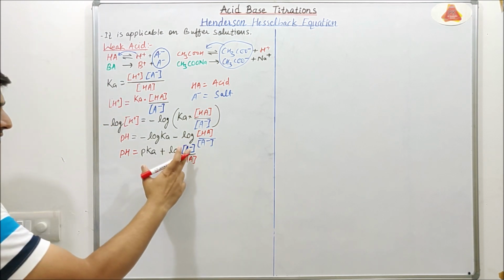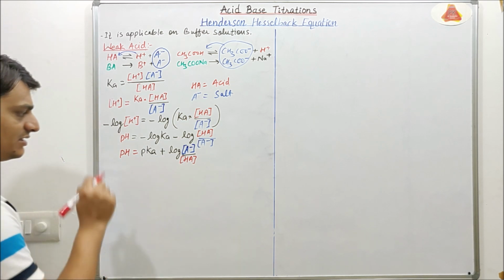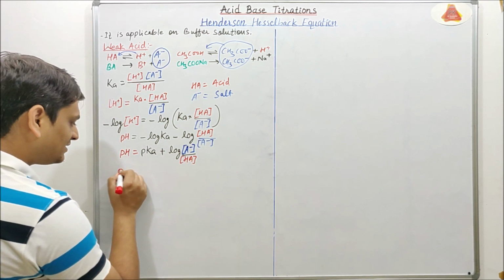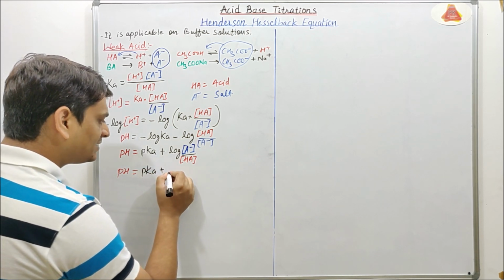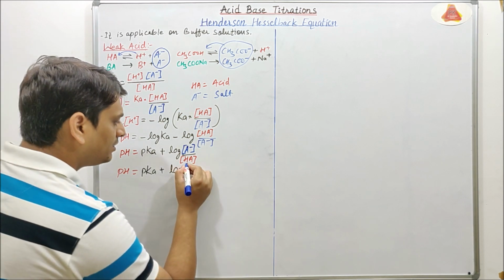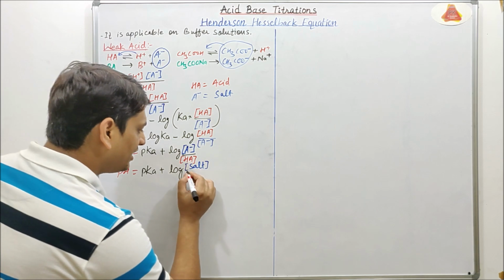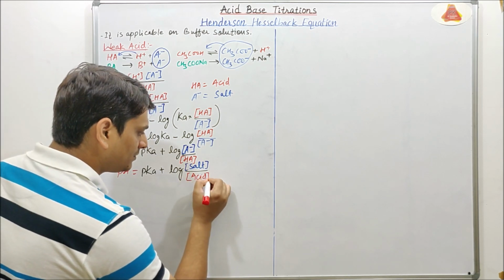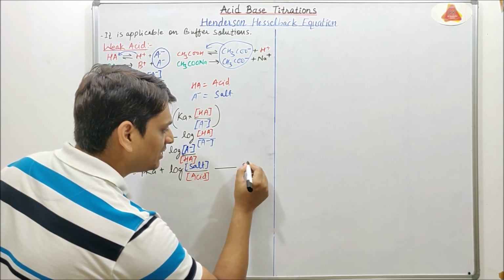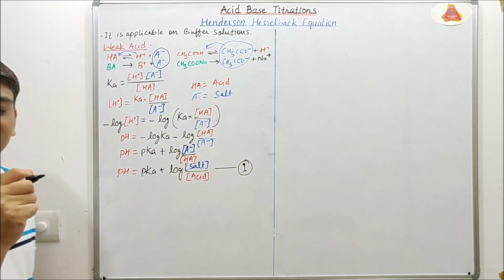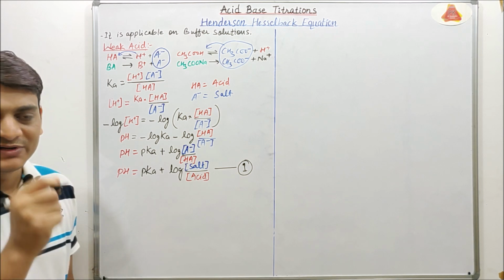And when we take salt in place of A minus and acid in place of HA, the final equation will be: pH is equal to pKa plus log of concentration of salt divided by concentration of acid. So this is the Henderson Hasselbalch equation. This is equation number 1. This equation is used for calculations required in the preparation of buffer solutions.